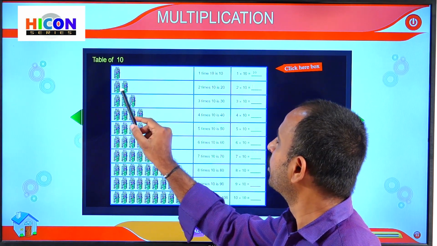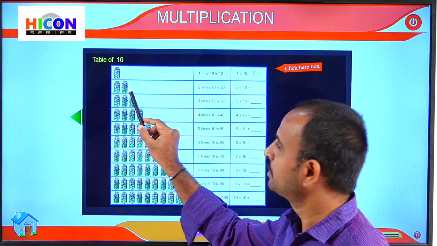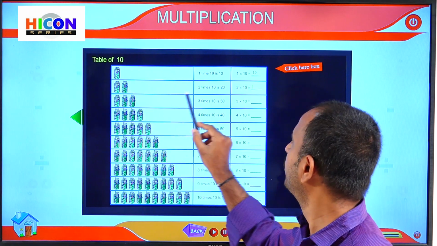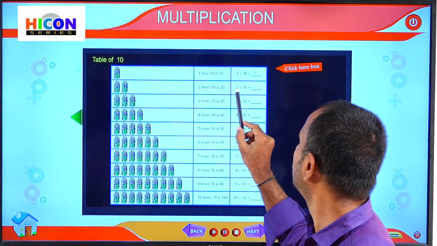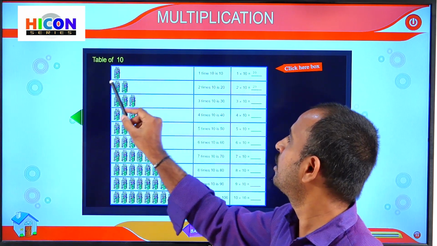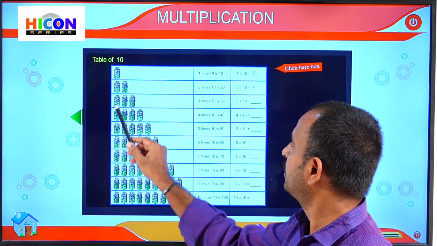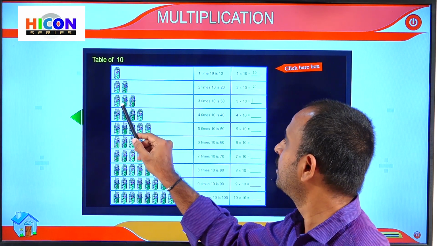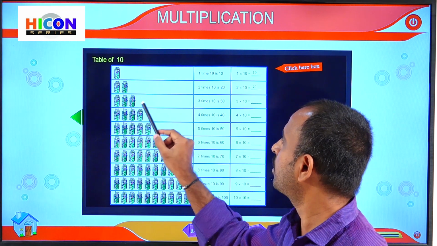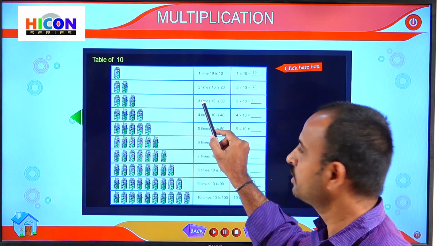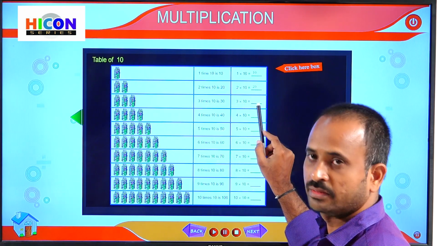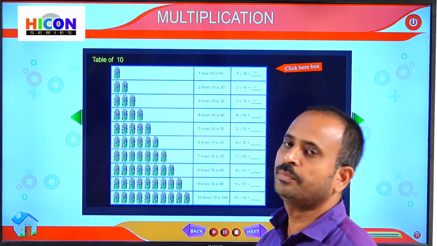And next, children, how many groups are there? Total there are 2 groups. Each group has 10 pencils. So total number of pencils can be obtained by doing 2 times 10. That is 2 into 10. So 2 tens become 20. So total there are 20 pencils. So children, how many groups of pencils are there? Total there are 3 groups of pencils. Each group has 10 pencils. And total number of pencils can be obtained by doing 3 times 10. That is 3 into 10. 3 tens are 30. So total there are 30 pencils.